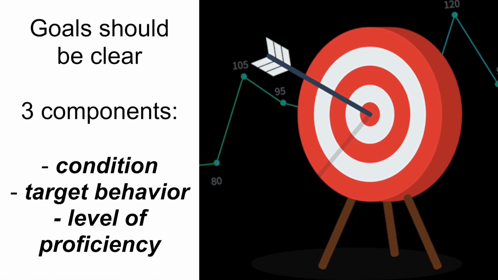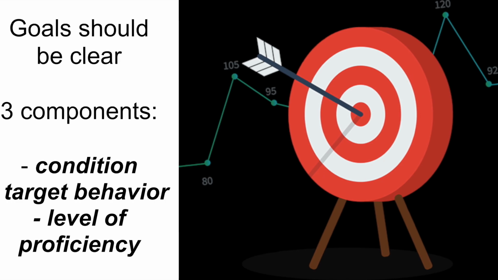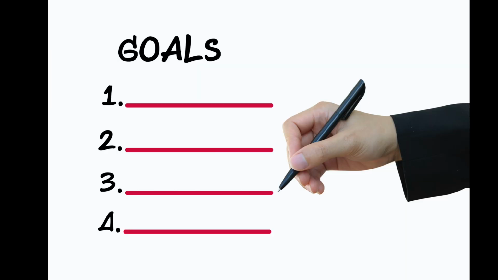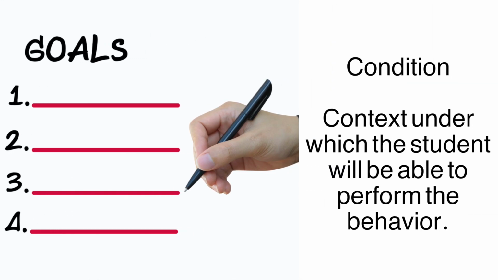Writing clear long and short-term learning goals. Learning goals should be clearly written to clarify what groups or individual students will be able to do at the end of the learning period. Goals typically are written using 3 key components.